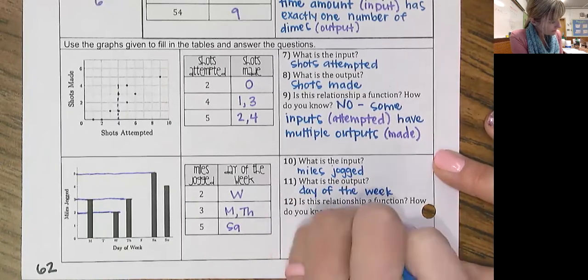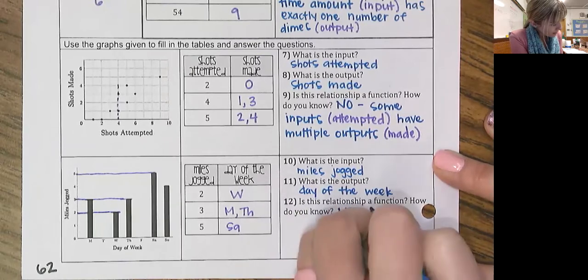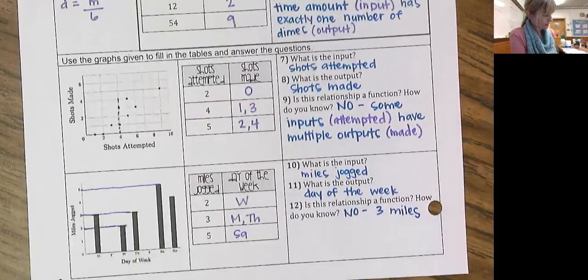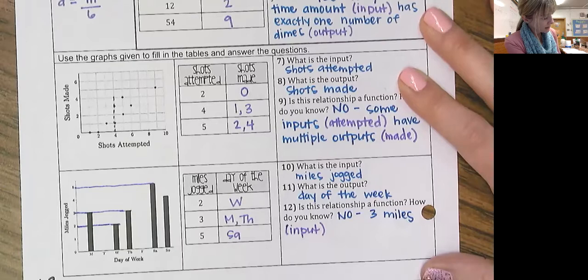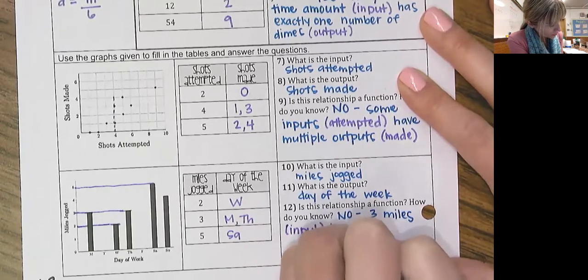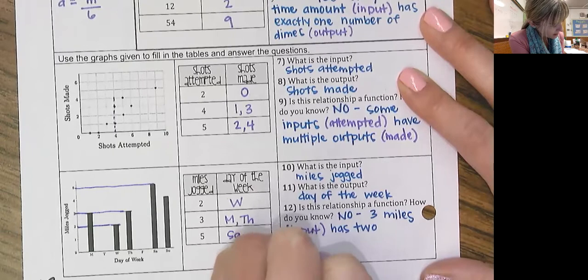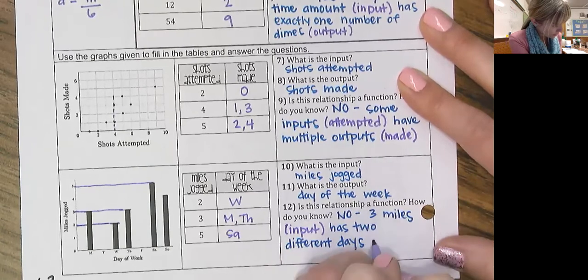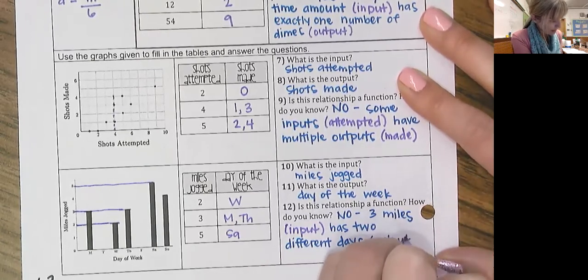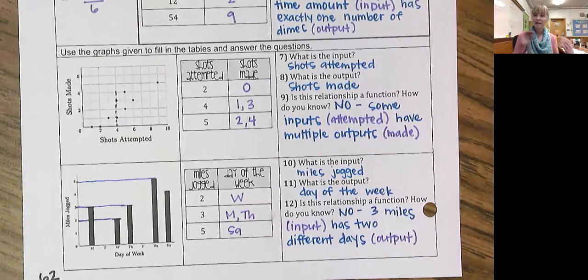Because we could make it nice and specific. 3 miles, which was the input, right? 3 miles has 2 different days of the week, which was the output. But what we're saying here is that one input had multiple outputs. So if I say the input is 3, do you definitely know the output? No, because it could be Monday or Thursday. So the fact that there's not just one output that we're leading to means the input doesn't directly lead to one output, which means it's not a function.